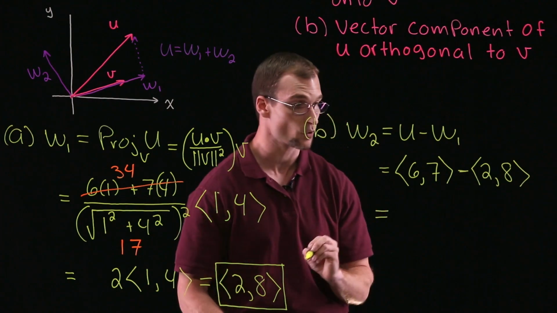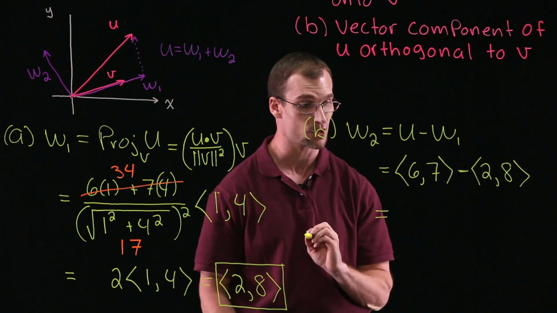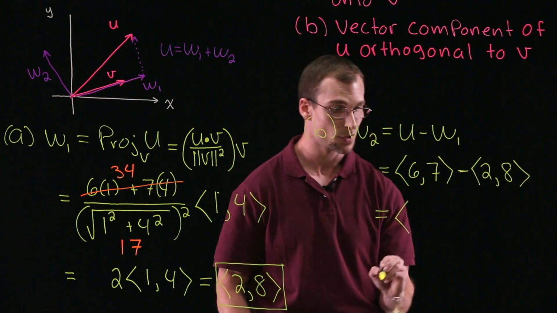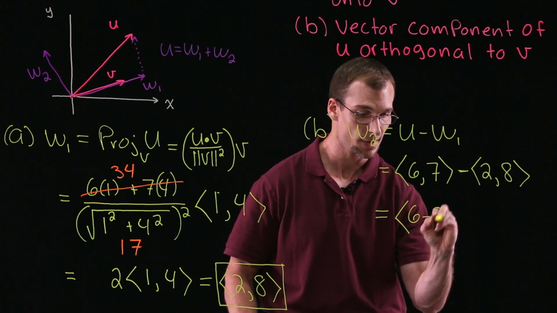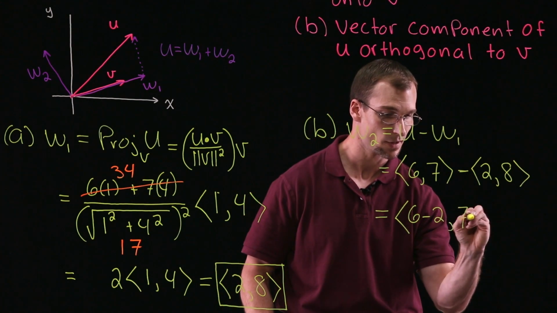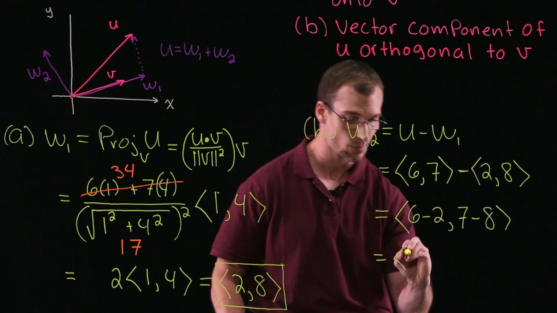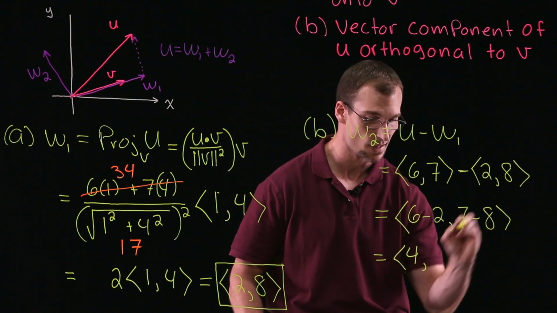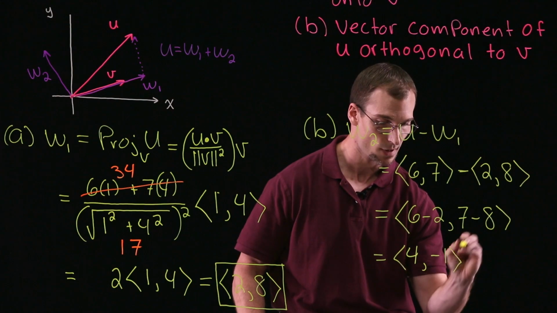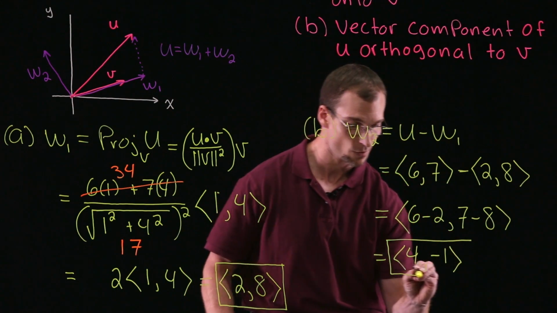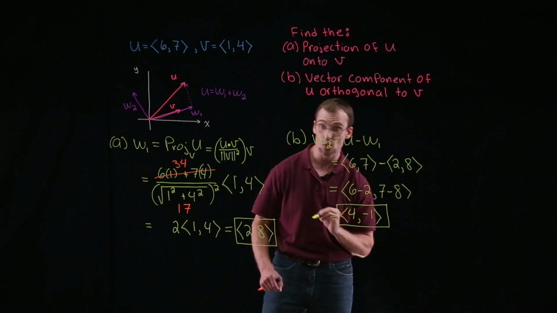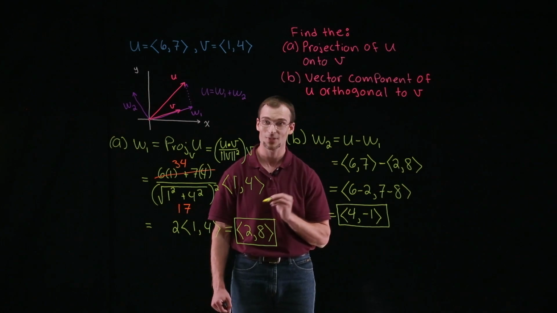And so vector subtraction is just component-wise subtraction. So it's going to be the vector with components 6 minus 2 and 7 minus 8, giving us 6 minus 2, positive 4, and 7 minus 8, negative 1. So there's our w2 vector, or the vector component of u orthogonal to v. Thank you very much.